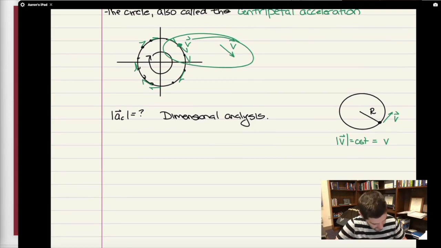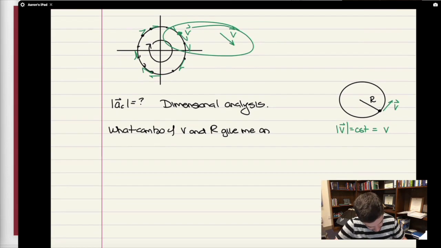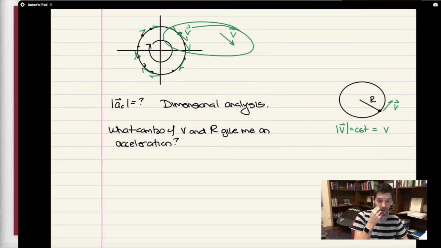And so I could ask, what combination of v and r gives me an acceleration? How do I combine them in such a way that the unit ultimately ends up being acceleration? Meters per second squared, for example.